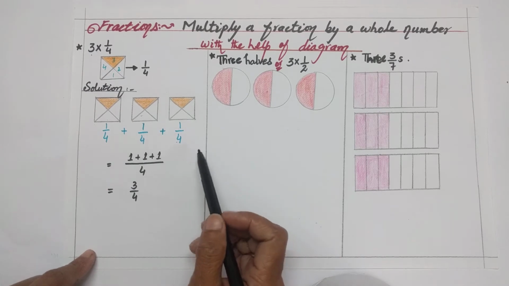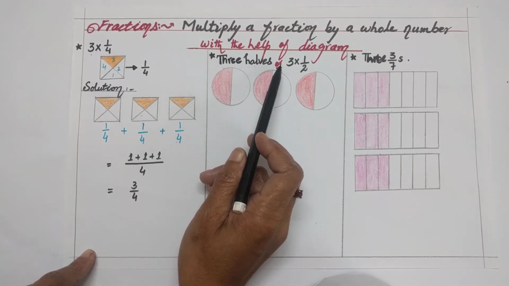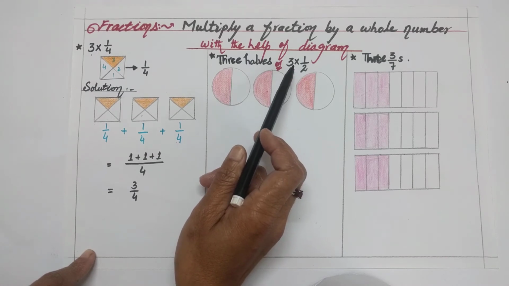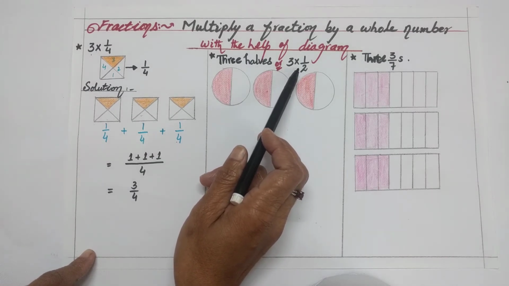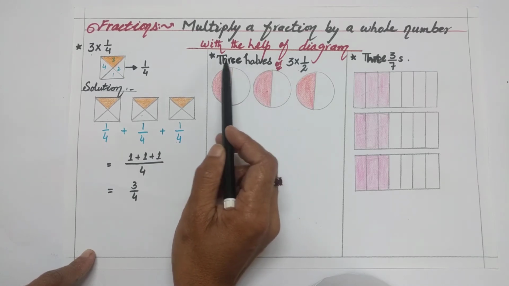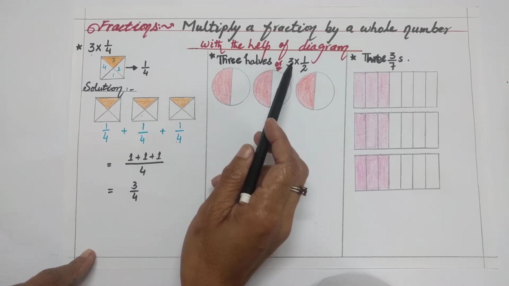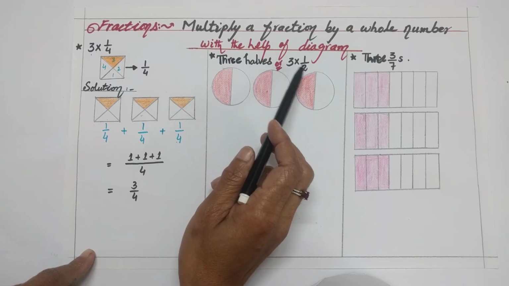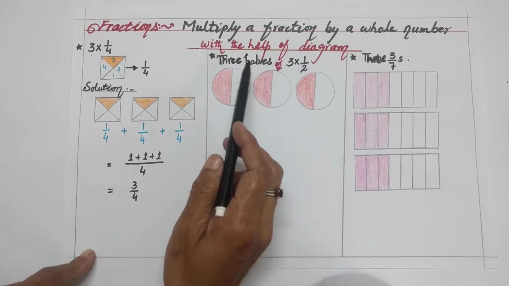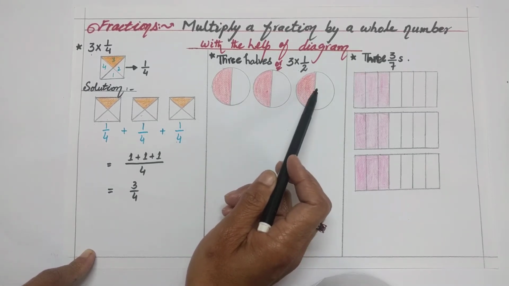Come to the second example. In the second example, the question is 3 halves or 3 into 1 by 2. You can write the question in this form, like 3 halves or 3 into 1 by 2. 3 halves mean 3 into 1 by 2, 3 times 1 by 2. You can also call it 3 times 1 by 2. Let's start. 3 halves mean 1 half, 2 half, 3 half.